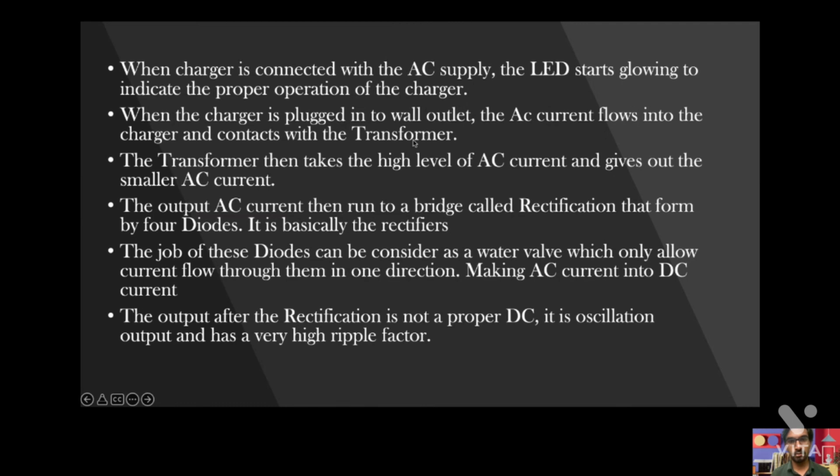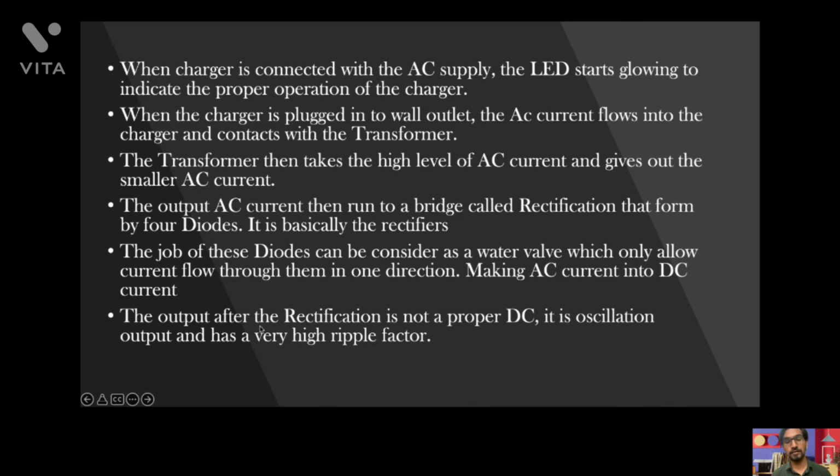When the charger is plugged into a wall outlet, the AC current flows into the charger and contacts the transformer. The transformer takes a higher level of AC current and gives out a smaller AC current. The output AC current is then run into a bridge called the rectifier, formed by four diodes. The job of the diodes can be considered as a water valve which only allows current to flow through them in one direction, making AC current into DC current.